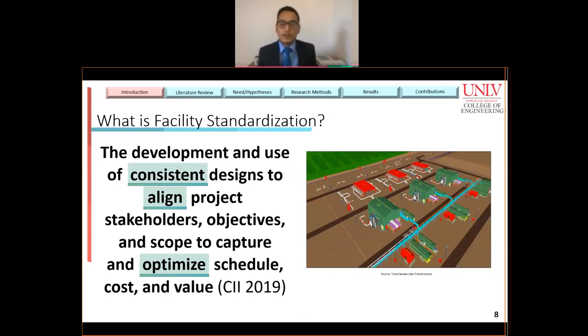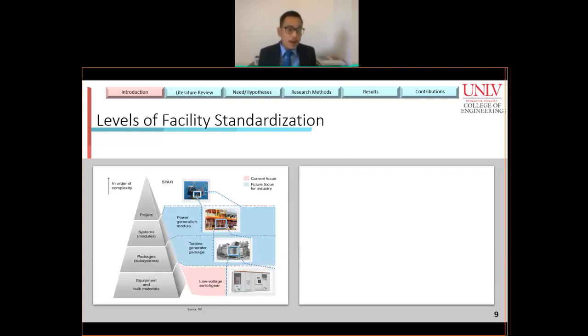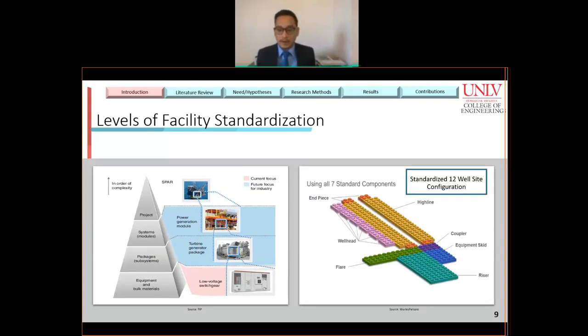So let's dive deeper into facility standardization. There are different levels of implementation of facility standardization. As you will see in this figure here, PIP, there is project level standardization, systems level, package level, and equipment level standardization. Let's see an example of a systems level standardization.